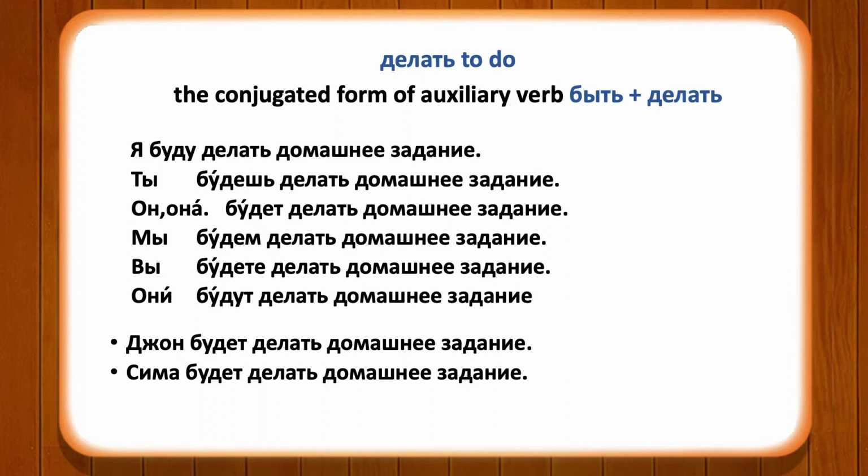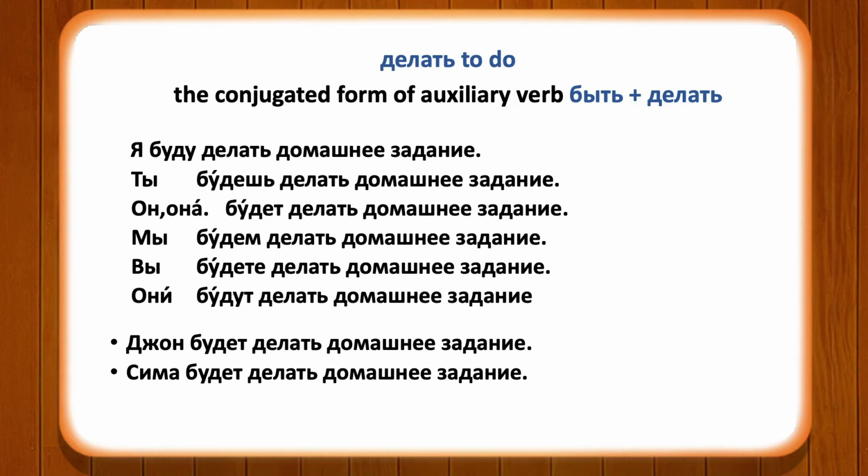Let us now make the compound future tense form of the verb делать. Делать means to do. Делать домашнее задание means to do homework. Now how to use this verb in future tense? We will be using it in the similar manner by conjugating the forms of the verb быть and using the infinitive form of the verb делать. As you can see, я буду делать, which means I will be doing or I will do. Я буду делать домашнее задание, it means I will be doing the homework or I will do the homework.